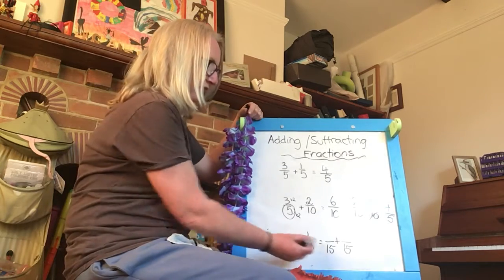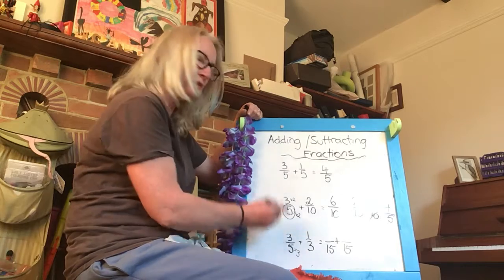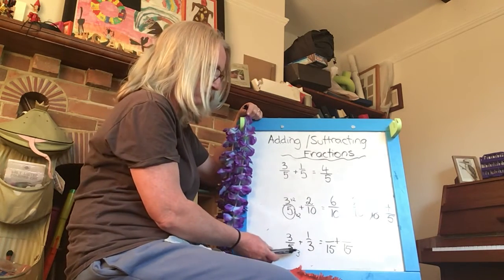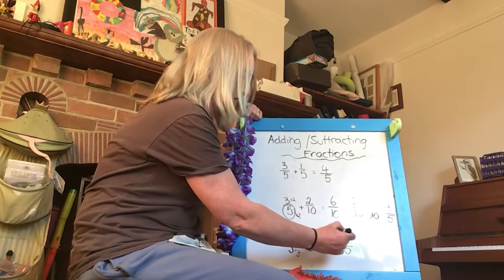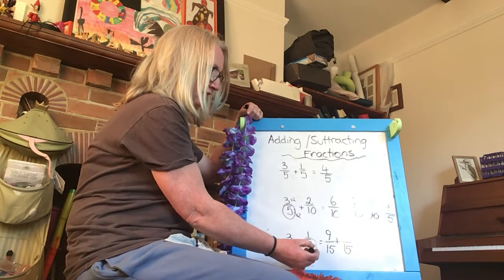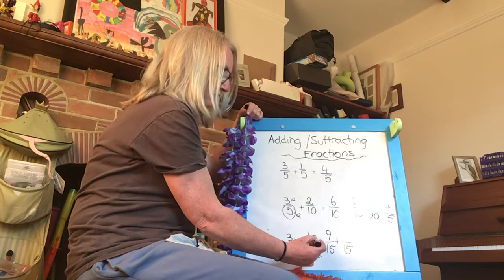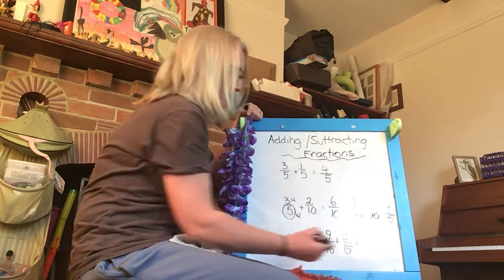How do we turn 5 into 15? Well, we times it by 3. So we have to do the same thing to the top, otherwise our fraction's unbalanced. So whatever we do to the bottom, we must do to the top as well. So what's 3 times 3? Gives us 9 15ths. Over here, how do we turn this one into 15? Well, we had to times it by 5. Do the same to the top and we end up with 5 15ths.